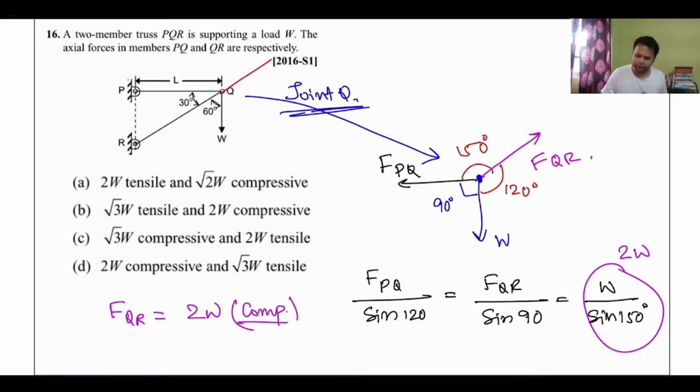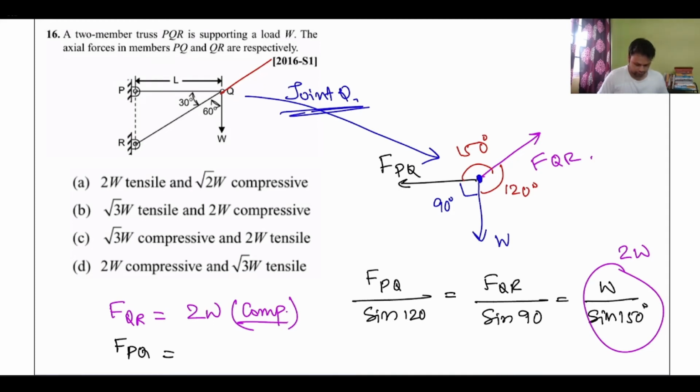The alternative way to find out whether it is compressive is, suppose you have found out the directions. But first let us find the numerical values. After that we will see how to find the directions. FPQ is equal to 2W sine of 120. Sine of 120 is sine of 90 plus 30, which means cos of 30.